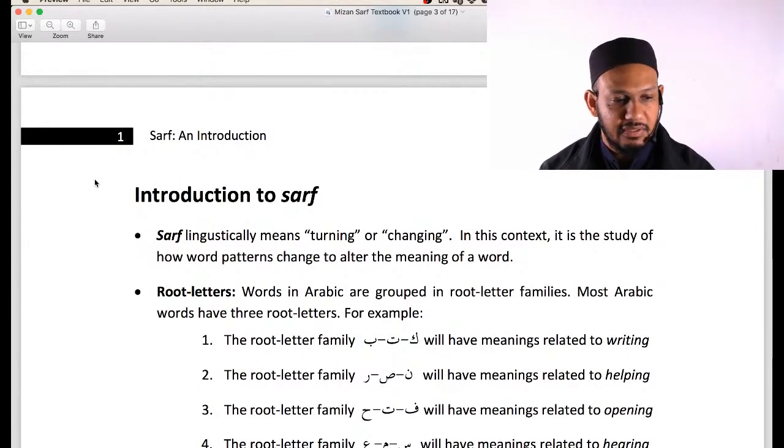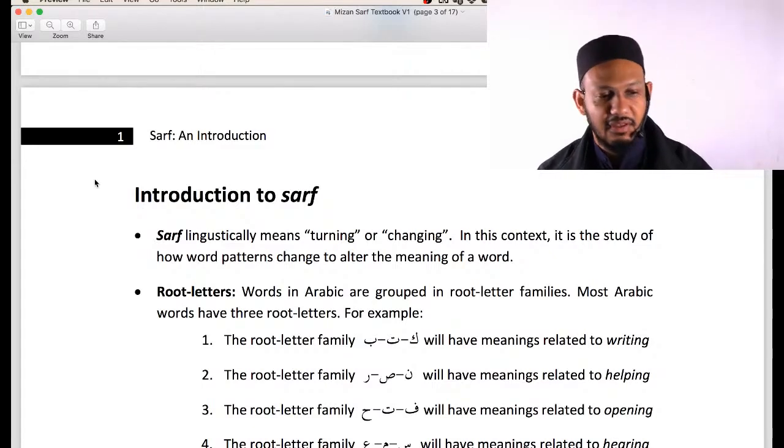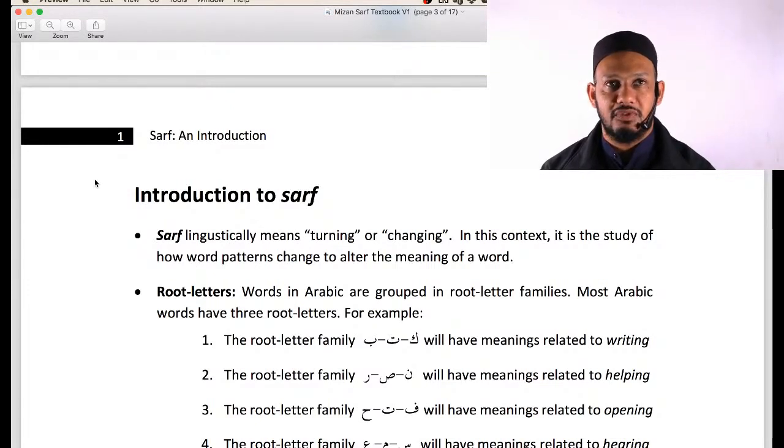Sarf linguistically, I think there's a mistake there. Sarf linguistically means turning or changing. So that's the linguistic meaning, the dictionary meaning of Sarf. Therefore we say, Ya musarrif al-qulub, sarrif qulubana ala ta'atik. Oh, the changer, the turner of hearts, turn and change our hearts on your guidance. So the word sarf has a general meaning which means to change.